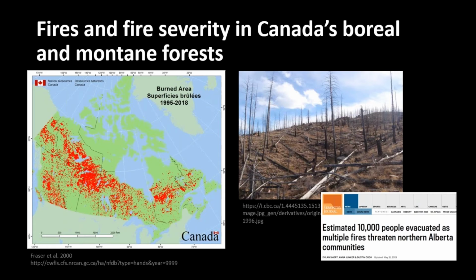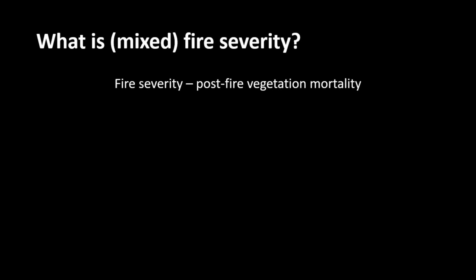These fires in Canada can reach gigantic sizes, as you know, and of course they have very strong consequences for both fauna and flora and even for human populations. One of the most striking consequences of fires is, of course, vegetation and forest mortality. That's why when we talk about fire severity, we usually use the post-fire vegetation mortality as a proxy for the level of fire severity.